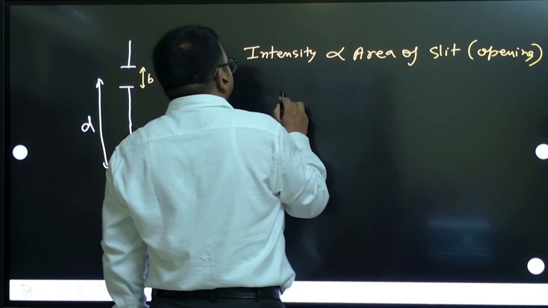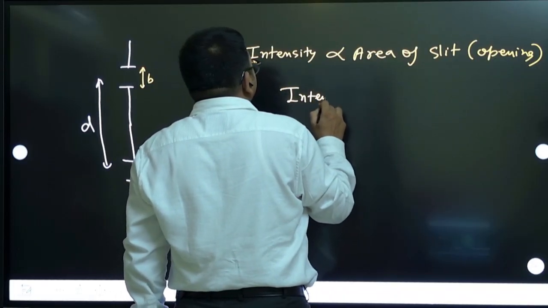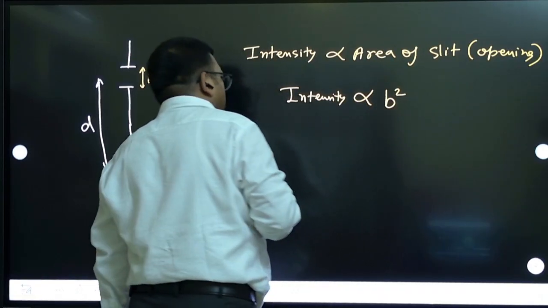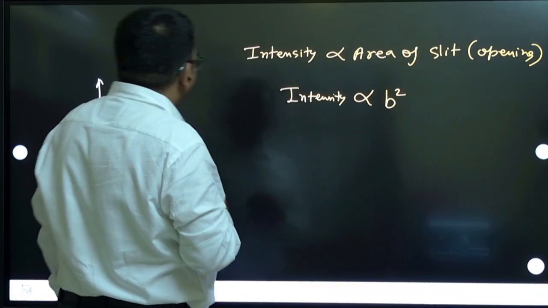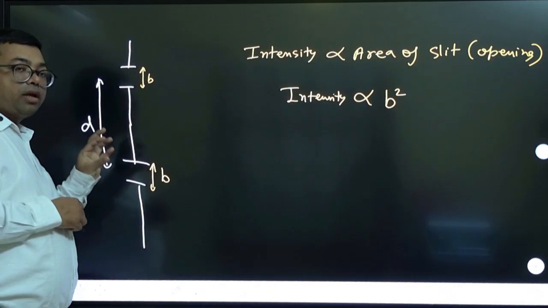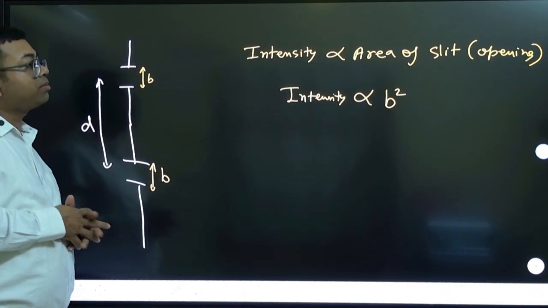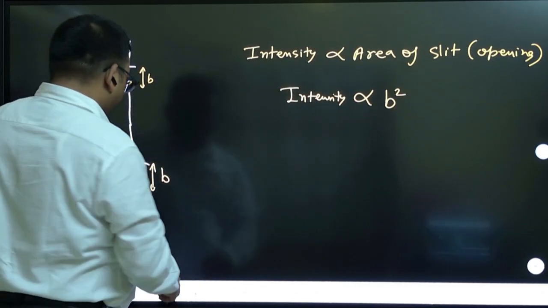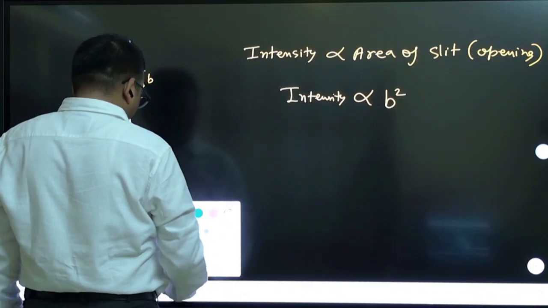So intensity will be proportional to the square of this. That means if I reduce the width and make it half, it will become 1 by 4 times the intensity. So, for example, suppose this type of question comes.